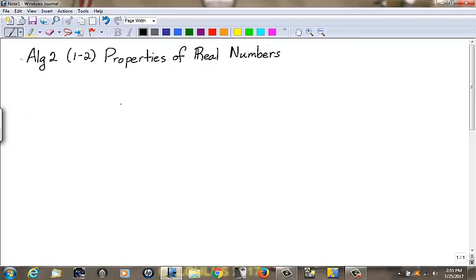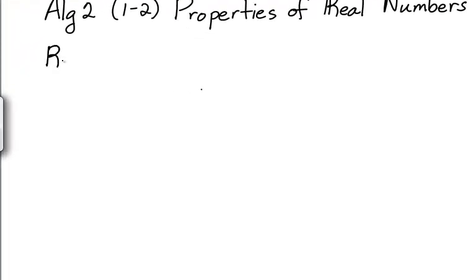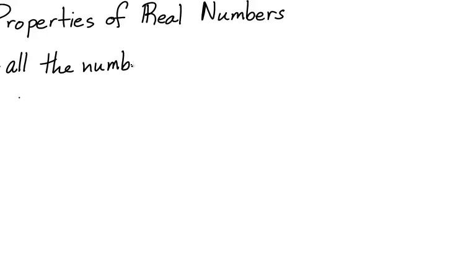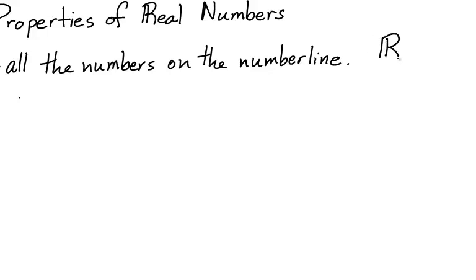First, there are several sets of numbers that we have to define. The first is the set of real numbers. When you talk about real numbers, those are all the numbers on the number line. And most books use an italic R. I use a double bar R, and that will represent real numbers.